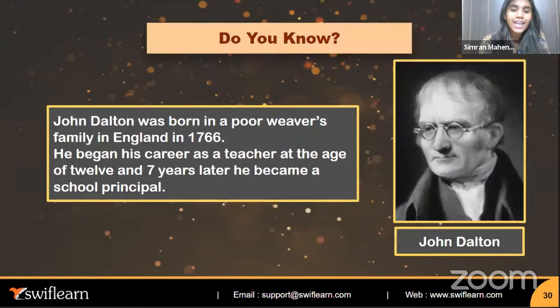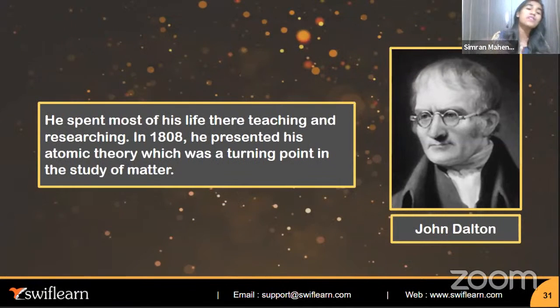Clear? Now we will have a little extra facts about John Dalton. John Dalton was born in a poor weaver's family in England in the year 1766. It was very surprising that he started his career as a teacher at the age of 12. So at the age of 12, he began teaching, and 7 years after that, he became a school principal. He spent most of his life teaching and researching in this field.